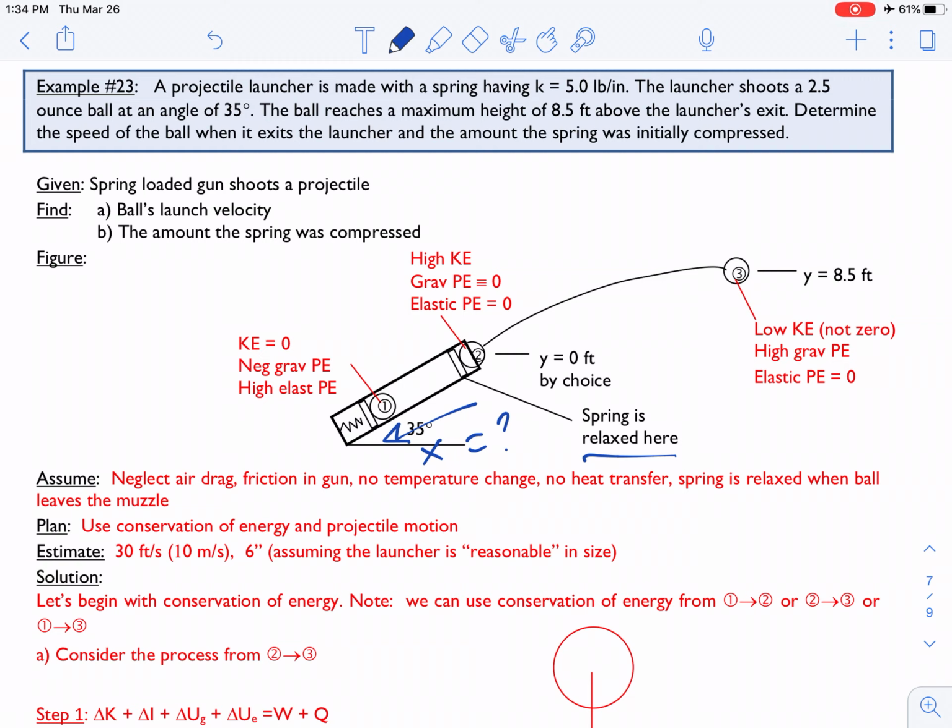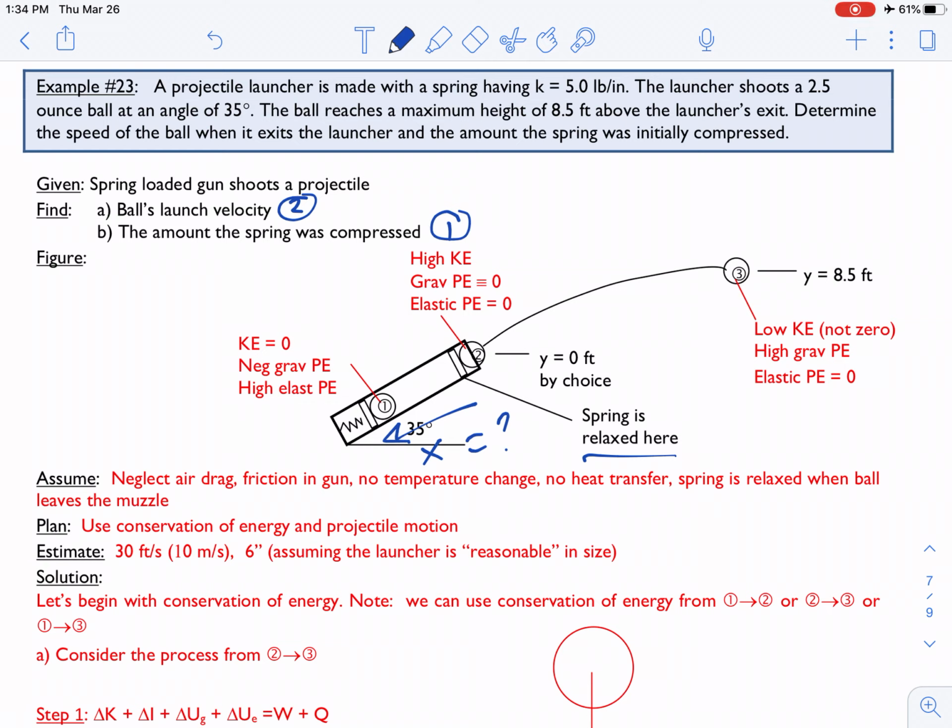So first thing, we are trying to find the ball's launch velocity. That is at point 2, right? So we are looking for V2, and the amount the spring was compressed, which is happening at point 1. So I don't know 2 things, and those are the velocity of the ball and the amount of the spring compressed, and those are at points 1 and 2.